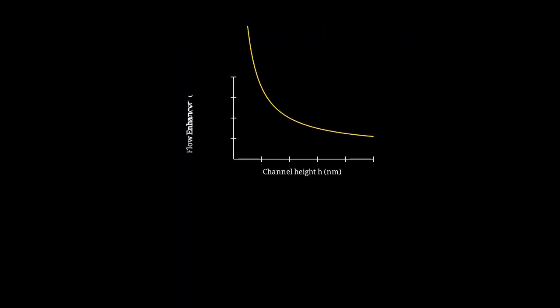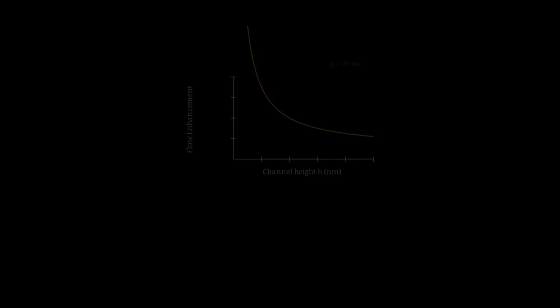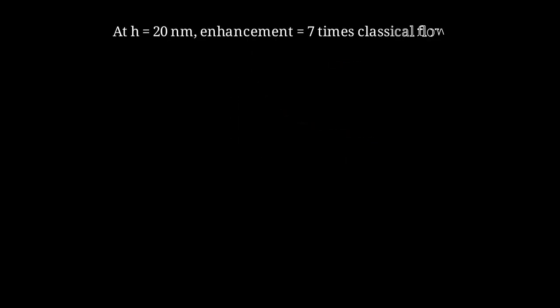This graph shows flow enhancement versus channel height for a fixed slip length of 20 nanometers. As the channel shrinks, the enhancement grows dramatically. When the channel height equals the slip length at 20 nanometers, the flow is enhanced by a factor of 7. Even at 100 nanometers, the enhancement is still 2.2 times the classical prediction.